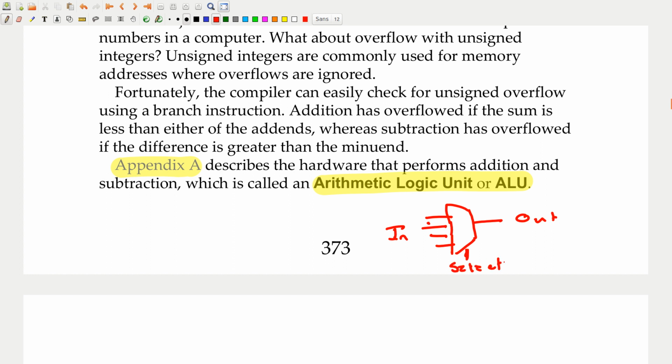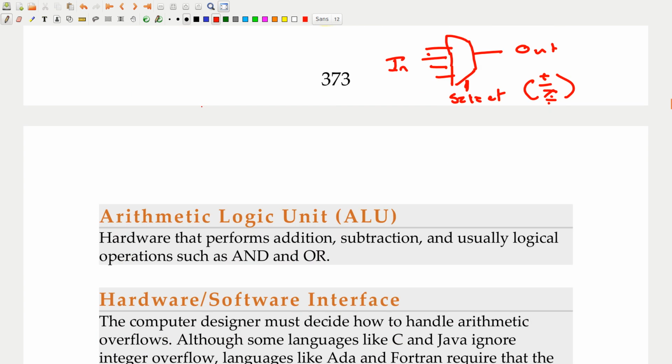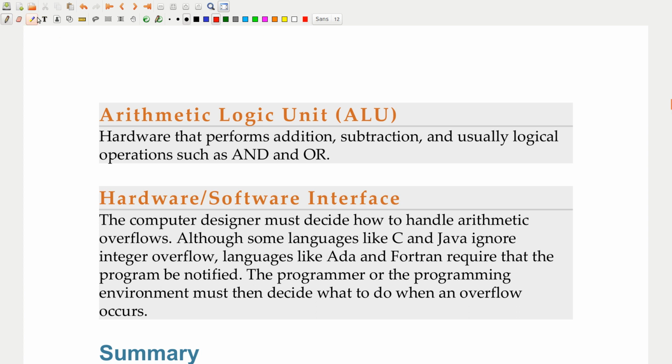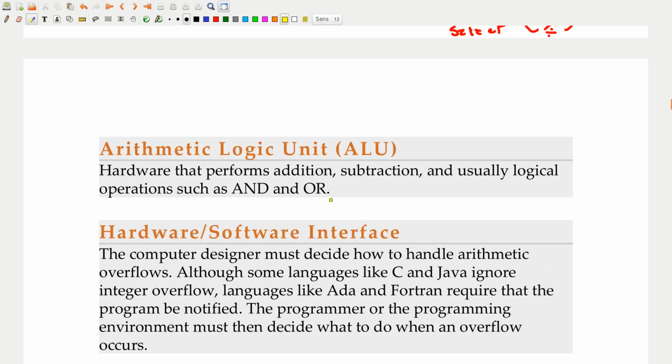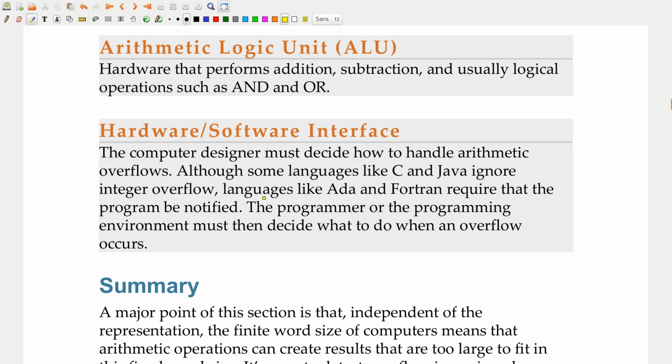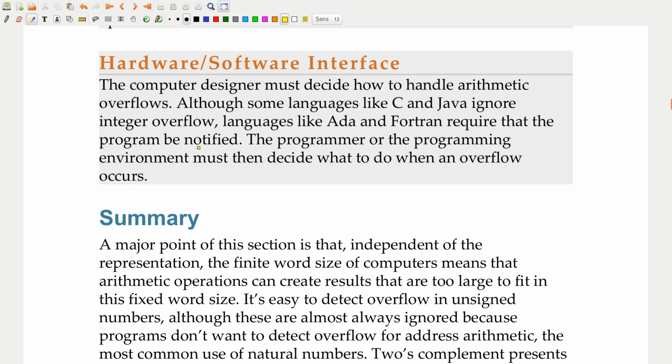And this basically says, okay, do I want to do addition? Do I want to do subtraction, multiplication? Do I want to do division? What do I want to do today? And so that's what Appendix A is going to go over. So an ALU is hardware that performs addition, subtraction, usually by logical operations such as and or. It doesn't have to just do these two specific operations. It can do much more than that. But a lot of the times we have dedicated multipliers, so that's why they present it in this way.